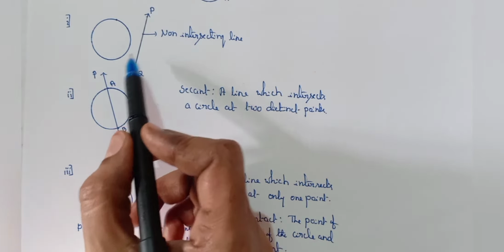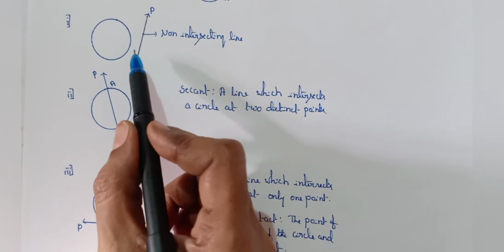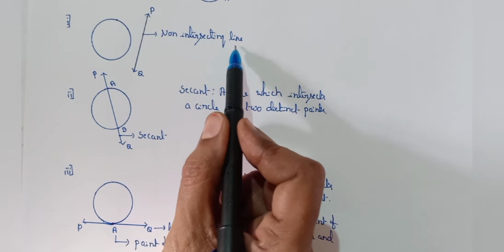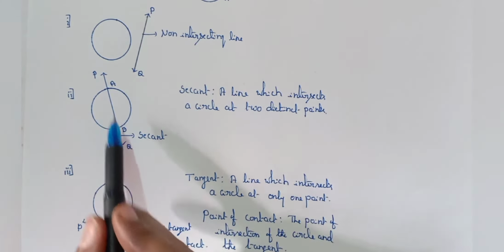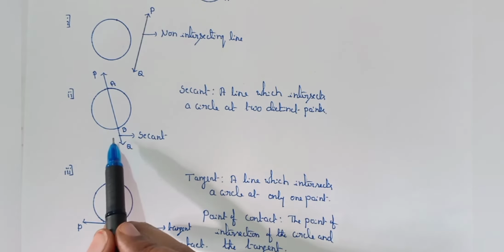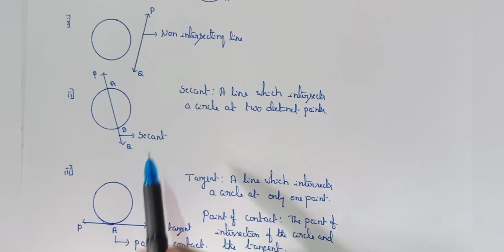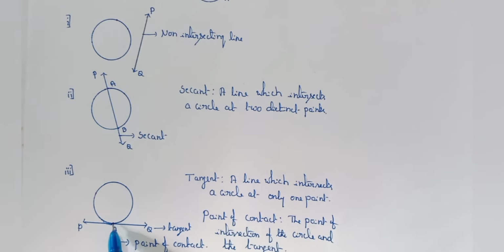If a line does not intersect a circle, then the line is called non-intersecting line. If a line intersects a circle at two distinct points, then the line is called secant. And if a line intersects a circle at only one point, then the line is called tangent. And the point where the circle and the tangent intersect is called point of contact.